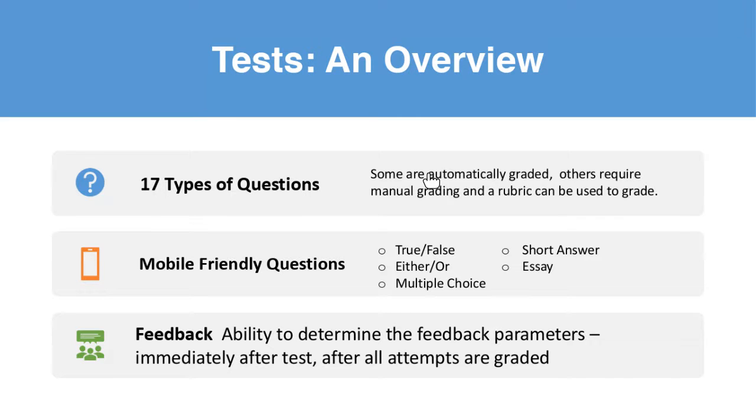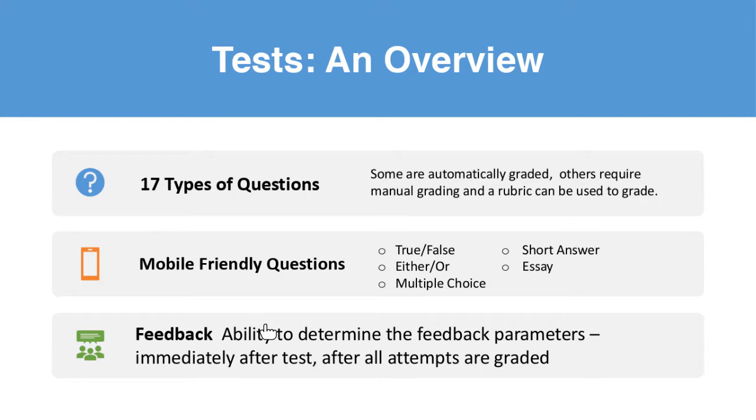There are 17 question types in the test tool. Most of them are automatically graded. However, a few, such as short answer, essay, and file response, must be manually graded. Out of these 17 question types, five are mobile friendly, whereas the others are not. So if you have any non-mobile-friendly question type in your test, we strongly recommend that you let your students know that they have to use computers to take the test.